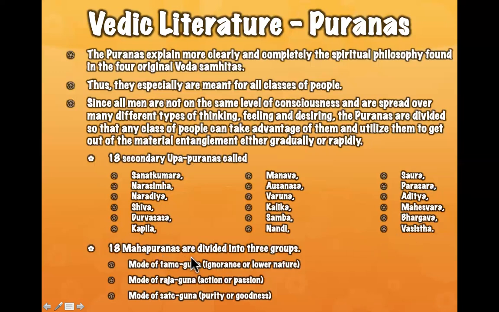The 18 Mahapuranas, so the main Puranas, are divided into three groups. 6 are in the mode of ignorance, Tamagun. It's not that the Puranas are in the mode of ignorance, but they're meant for people who are in the mode of ignorance. 6 of them are in Rajagun, mode of passion, and 6 of them are in Sattvagun, pure goodness or goodness. And out of the 6, one of them, Bhagavad Puran, is Shuddha Sattvagun, pure goodness, completely spiritual.